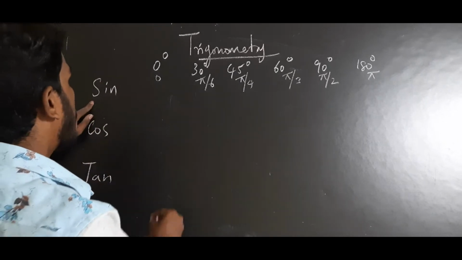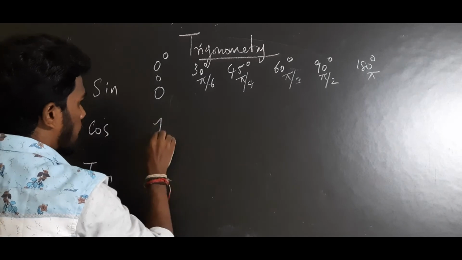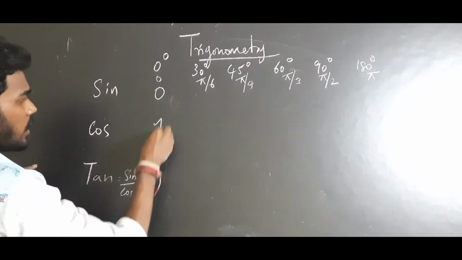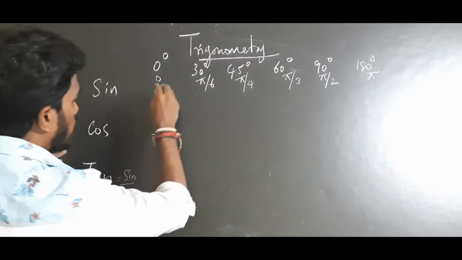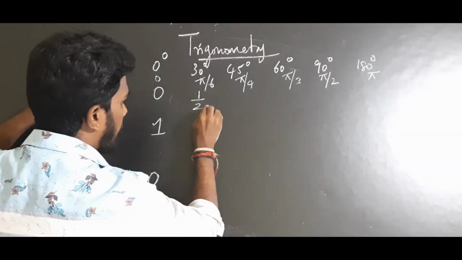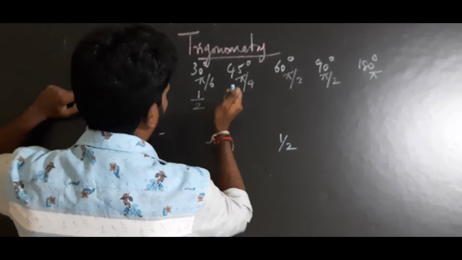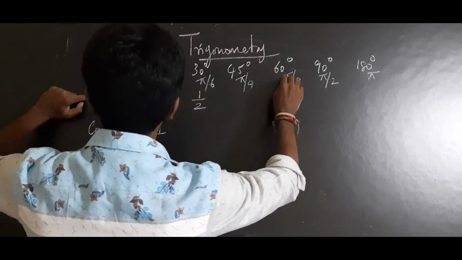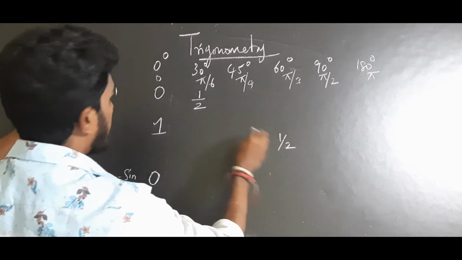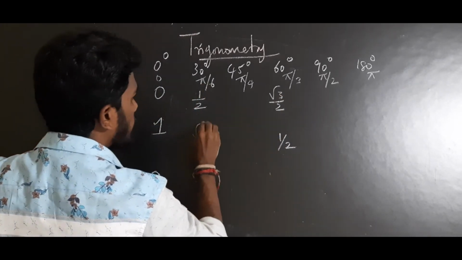Always remember, sine 0 is always 0. Cos 0 is 1. Tan is nothing but sine divided by cos. So sine value divided by cos value will give you tan. So 0 divided by anything will give you 0. Sine 30 degree is 1 by 2, that is equal to cos 60 degree. And sine 60 degree is nothing but root 3 by 2, that is equal to cos 30 degree.